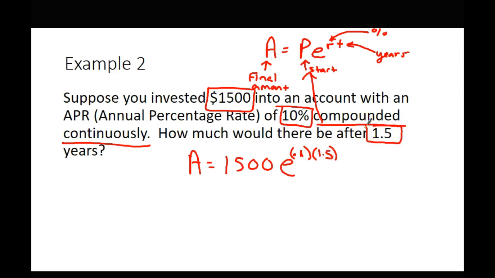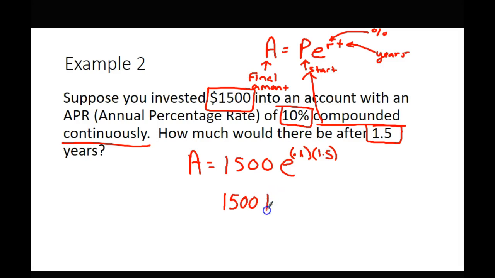Now we got to know how to put this into our calculator, you guys. So get your calculators ready for me. To figure this out on the calculator, you're going to start by typing 1500. Then you're going to put the E in there. Now you can't just push the E, it's hidden behind the LN button.